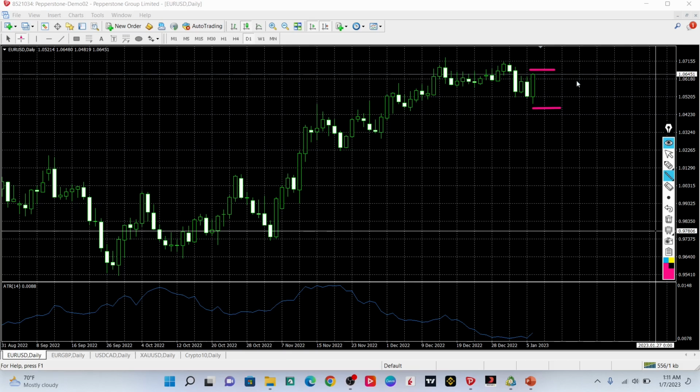So this distance here is the stop loss. This stop loss here is going to be equivalent to 1.5 multiplied by the ATR value. Simple as that. That is how your stop loss is going to be placed in every trade you make. Simple as that.